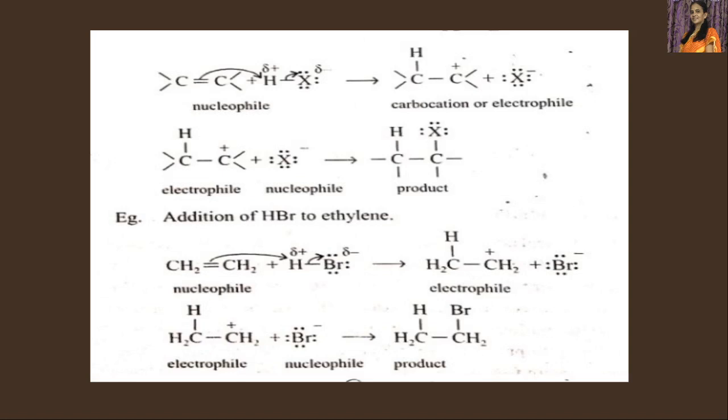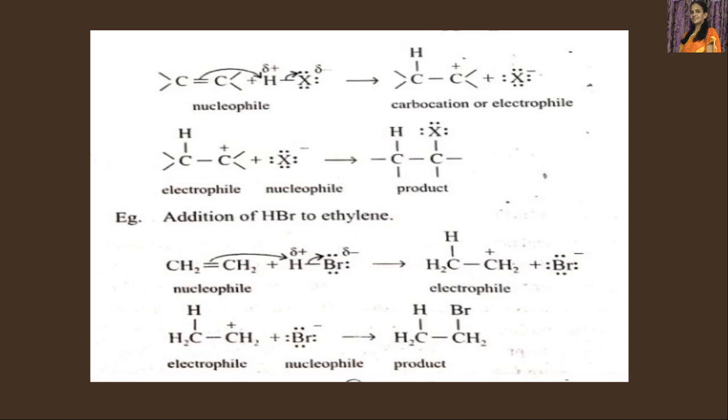In the first step, this electrophile is getting added to one of the doubly bonded carbon atoms. Because of this reason, this is known as electrophilic addition. So here addition of an electrophile is taking place. Therefore, it is called an electrophilic addition reaction.